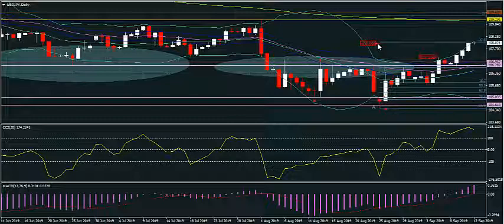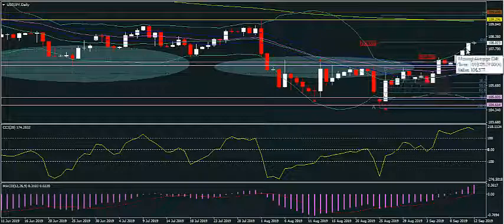I dropped it here at 99. Sorry about that. There it is. So the 108 was my first target. That is the extension target using this Fibonacci tool.